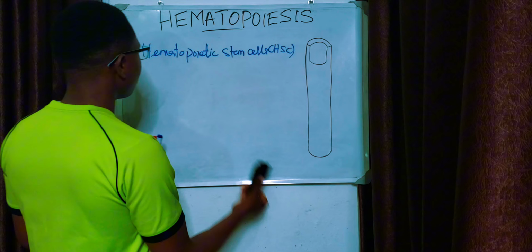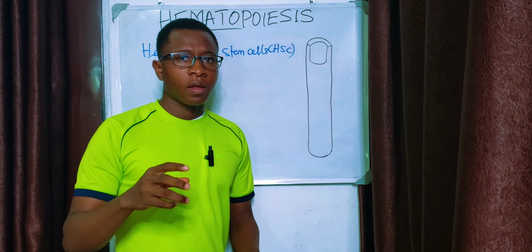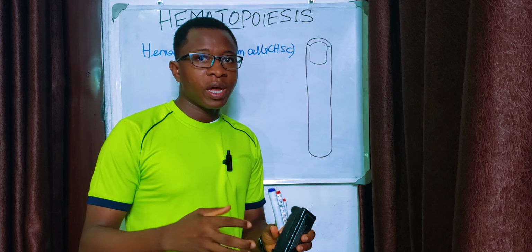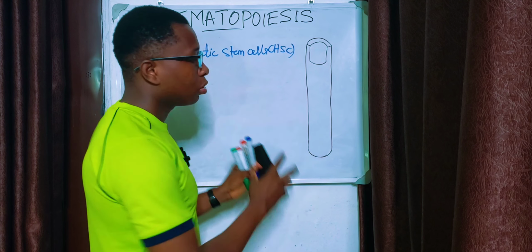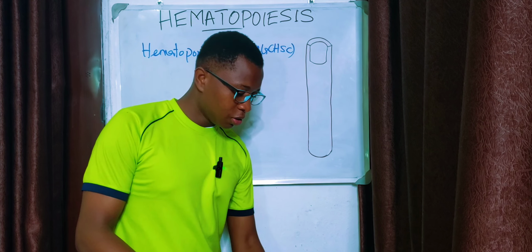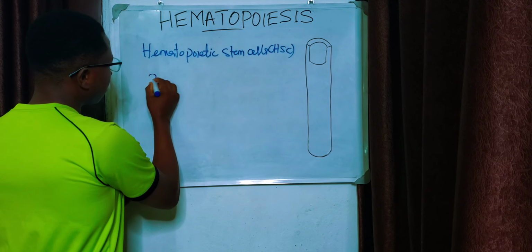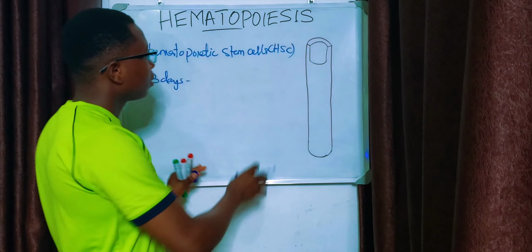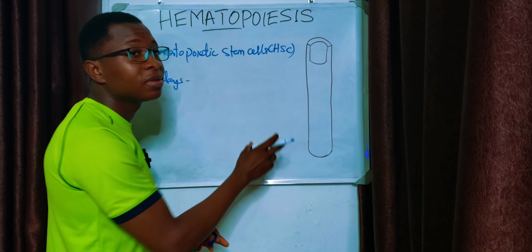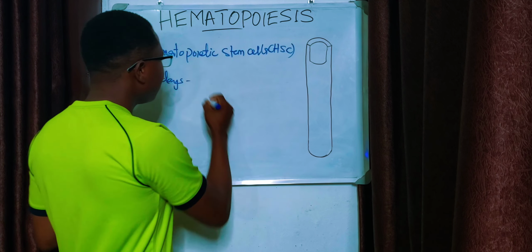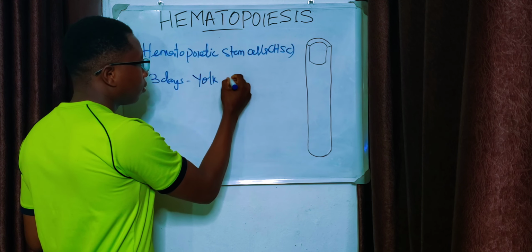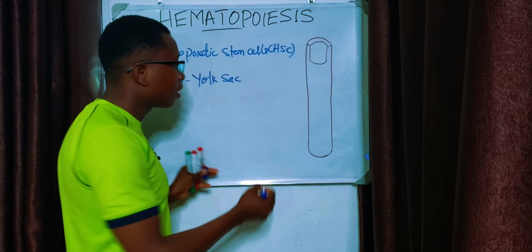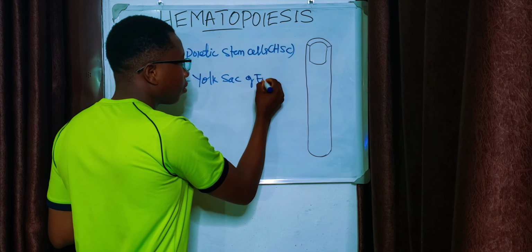Now, also, something very important. At different stages of our lives, there are different parts of the body where this production occurs. For the first 3 days of fertilization, hematopoietic stem cells are functional in the yolk sac, so in the embryonic yolk sac of the embryo.